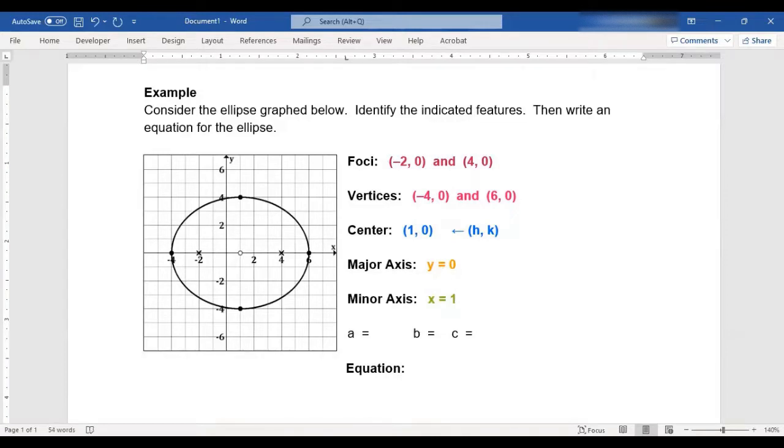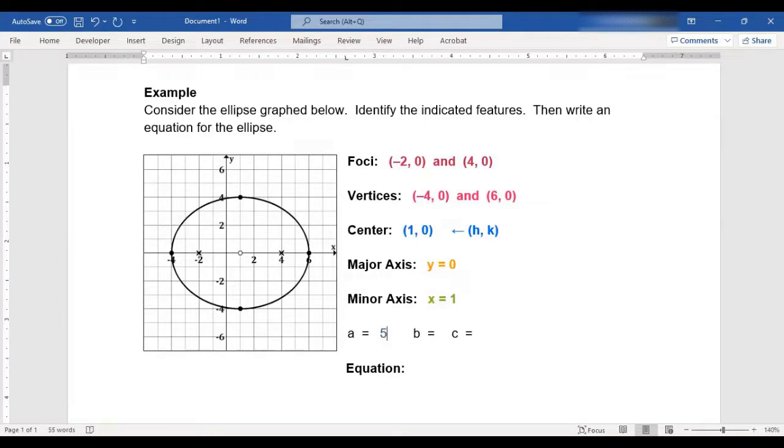Now let's figure out the values for A, B, and C. So A is going to be the distance from the center to a vertex. So let's count up those lines. 1, 2, 3, 4, 5. Okay, so A is going to be 5.